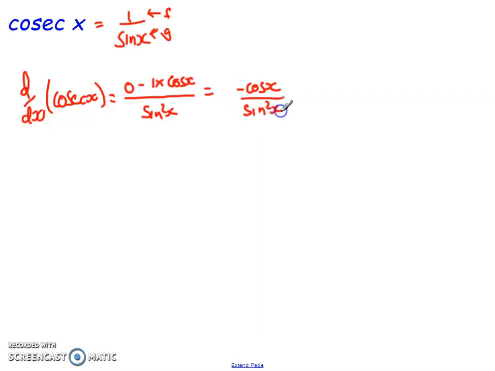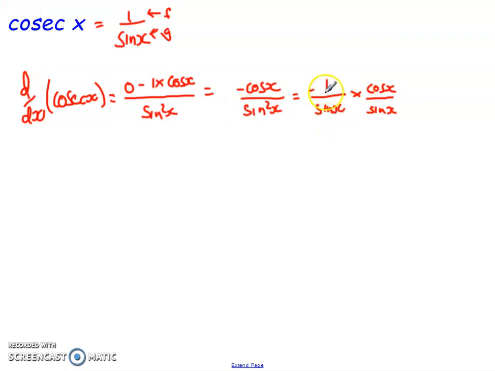Now that looks quite nice, but we want to write it in as simple a form as possible. Well, if we look at that, what I can do is split that up to be negative 1 over sine x times cos x over sine x. So I can split it up using that fact there. What that then does is that then allows me to write it in a much simpler form.